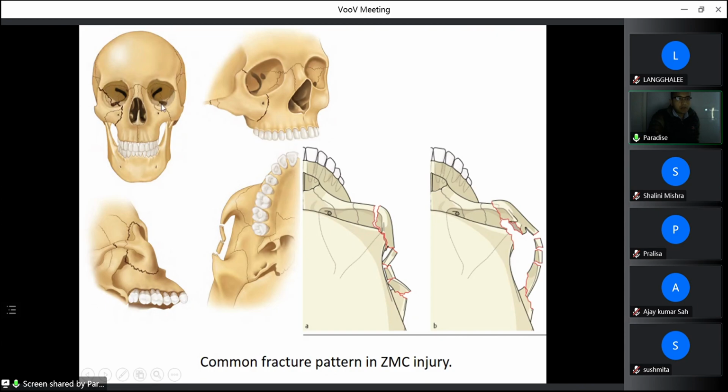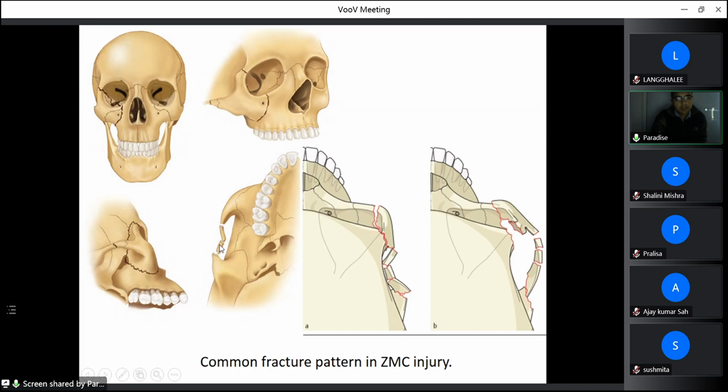You have to compare with the contralateral side. ZMC is fractured, but it is undisplaced or minimally displaced. Okay, in the second figure also, it is an undisplaced fracture of the right ZMC. Sometimes what happens, there will be a depressed zygomatic arch fracture. It is a very common fracture. You will find many cases clinically.